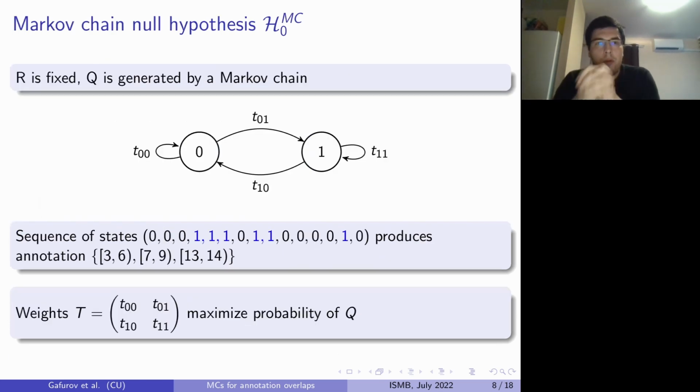In our Markov chain null hypothesis, the reference is fixed as before, and the query annotation is generated by a Markov chain. So this is the Markov chain. It has two states, 0 and 1. 0 represents outside of an interval, 1 represents inside an interval. And then we just generate L states, and contiguous segments of ones represent the individual intervals, as you can see in the example. And we set the weights in such a manner that the probability of generating the original query Q is maximized.